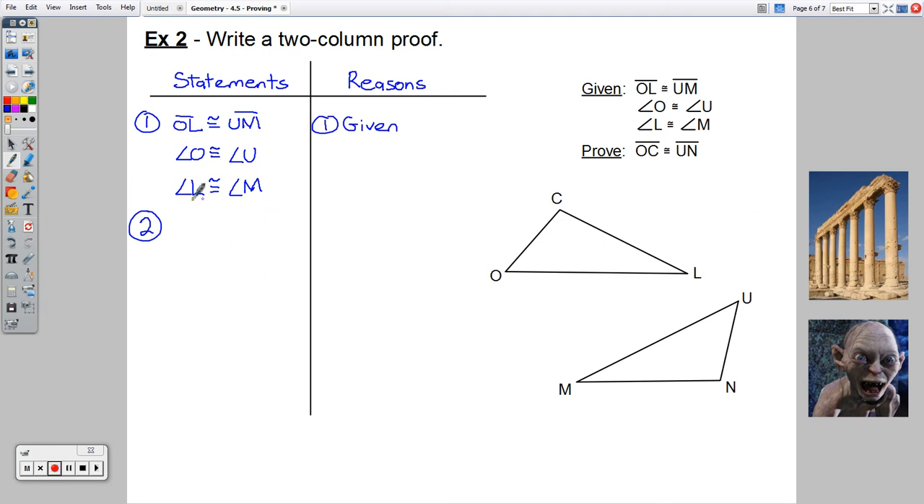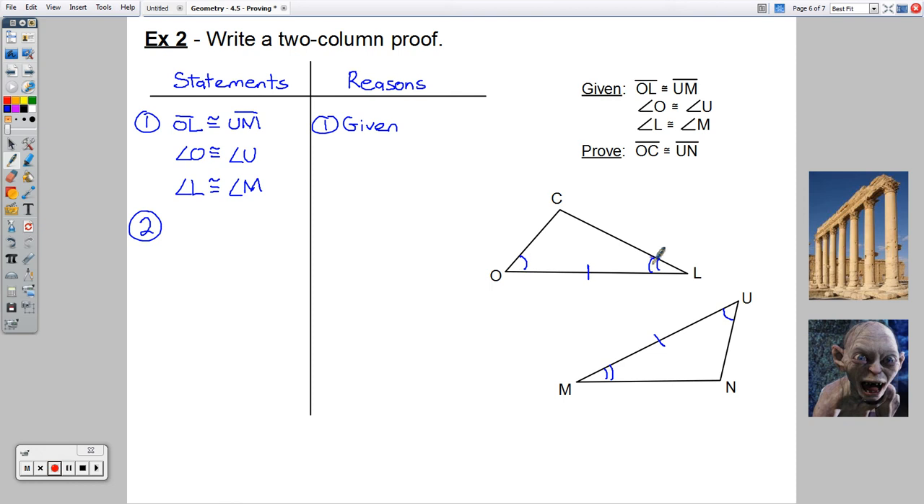Number 2, well, let's label our picture. We're given that this is true. OL is congruent to UM. So I'm going to use my normal color for that. This is given to us. This one is congruent to this one. We're told that angle O, that'd be this one, is congruent to angle U, this one. And angle L is congruent to angle M. This one is congruent to this one.